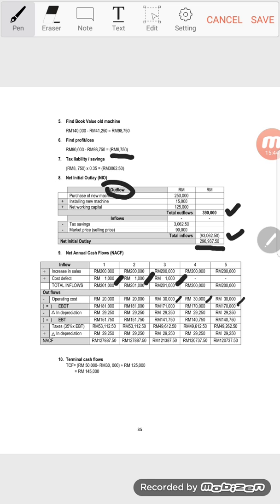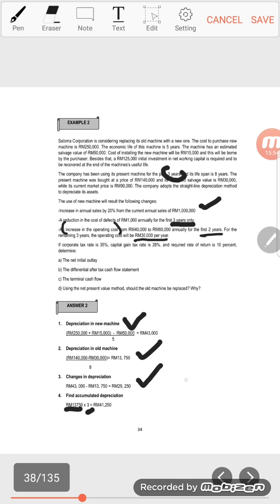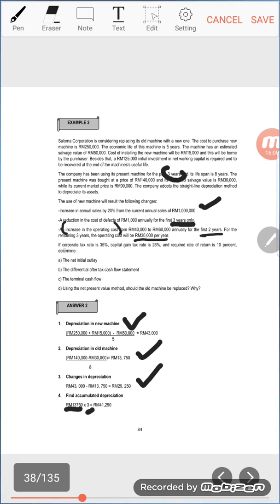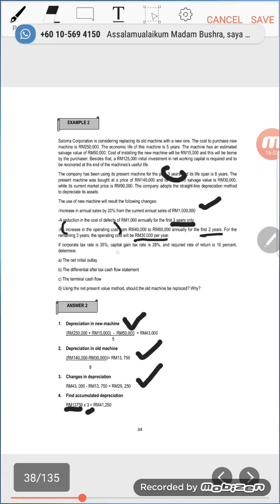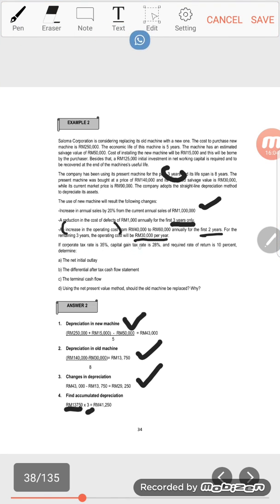you have to total up all the items in inflows, dan you totalkan semua total outflows. So total outflows ni basically kat sini, kalau kita tengok total outflows dia hanya satu je lah, operating cost. Sebab information seterusnya ialah on corporate tax. Dia kata if the corporate tax is 35%, and capital gain tax rate is 28%, and the required rate of return is 10%.